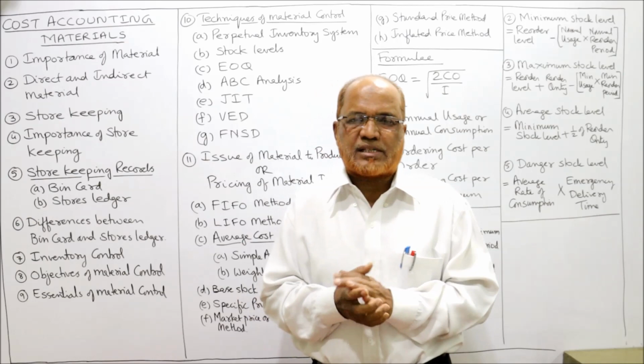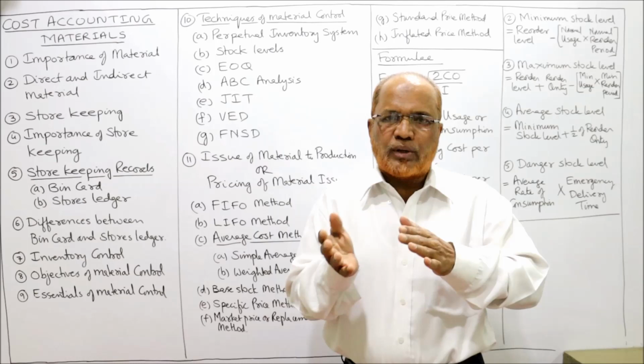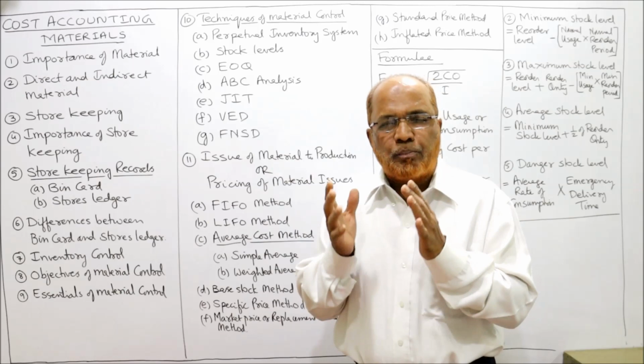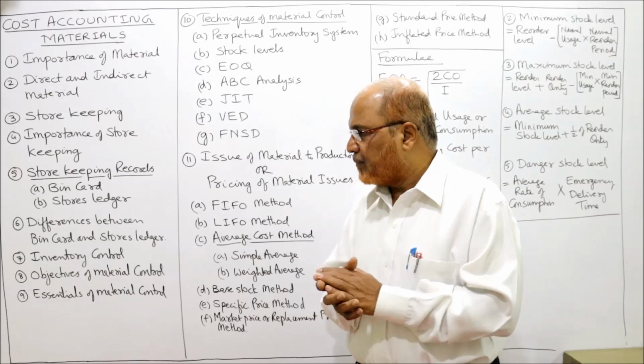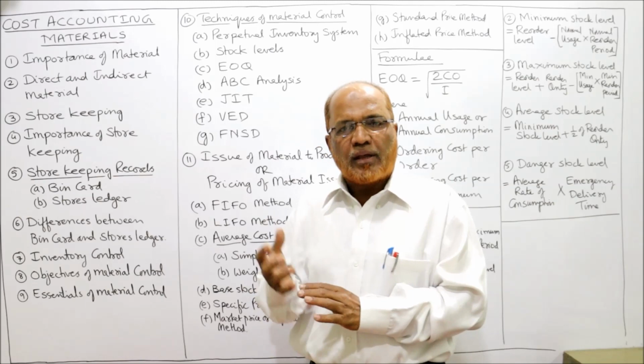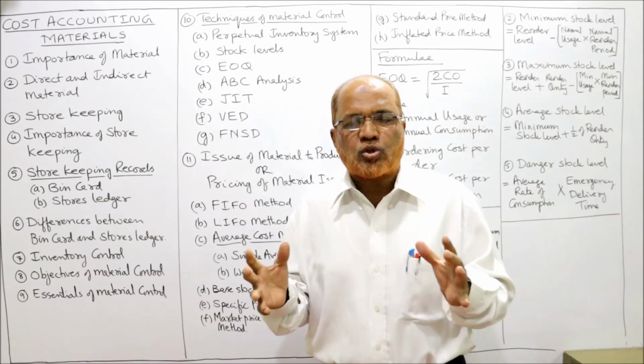So here in this topic of material, I'm going to explain you the importance of material, the classification of material into direct material and indirect material. Then I'm going to explain you about the storekeeping department, the importance of the storekeeping department, and the records that are kept for controlling the material. Then bin card and stores ledger. Then inventory control, objectives of inventory control, essentials of inventory control. Next I'm going to discuss the techniques available for controlling the inventory. And lastly, pricing of material issues. These are the topics I'm going to explain you in detail. So keep watching the video till the end.